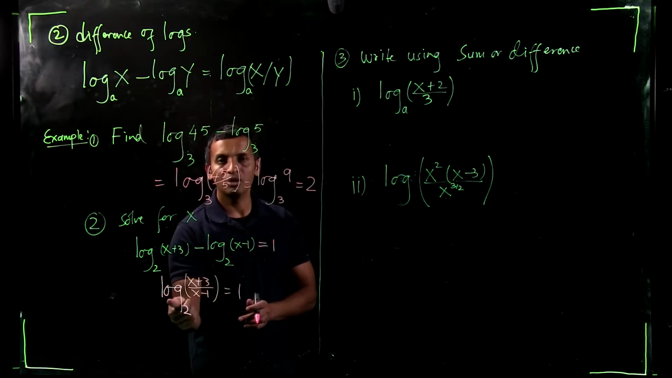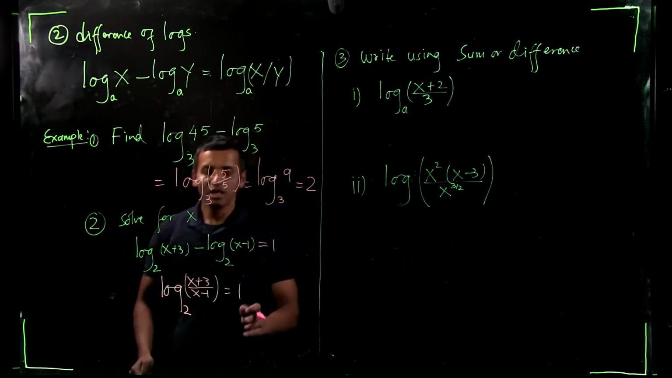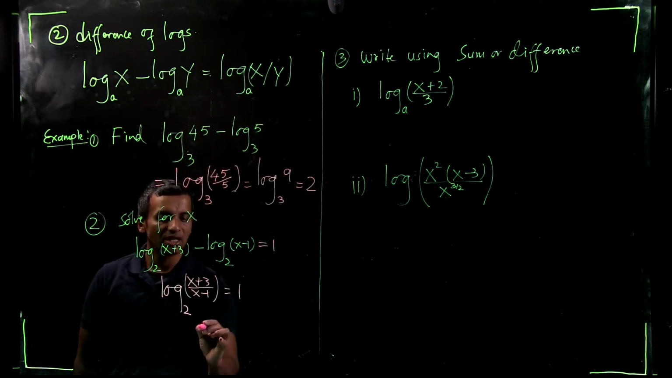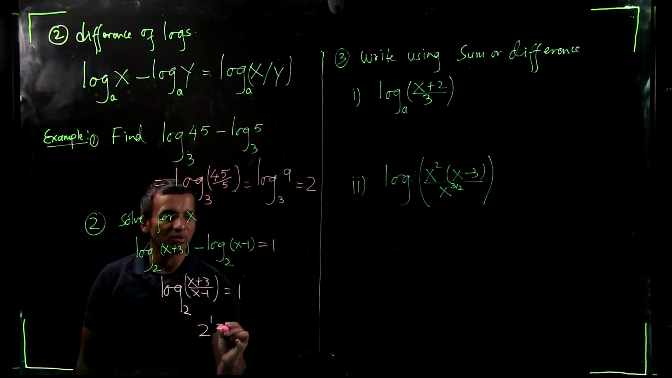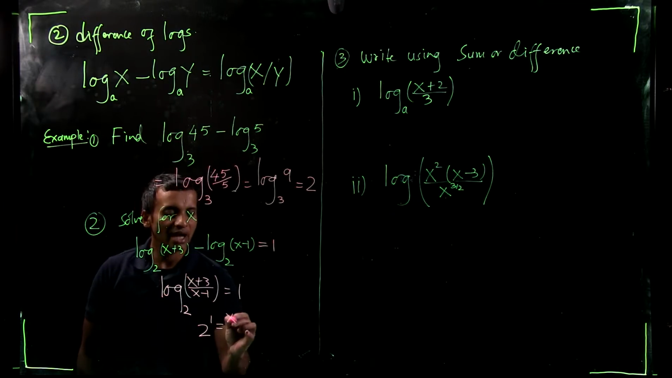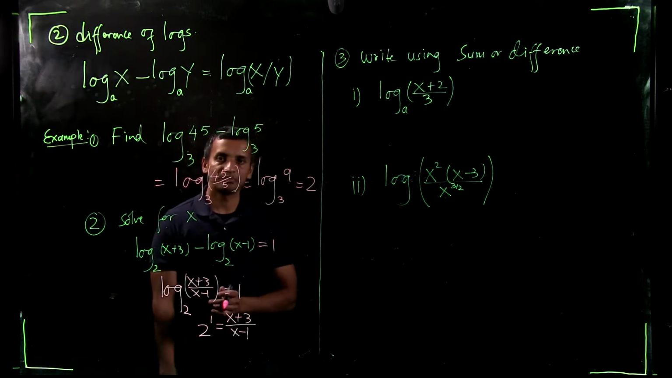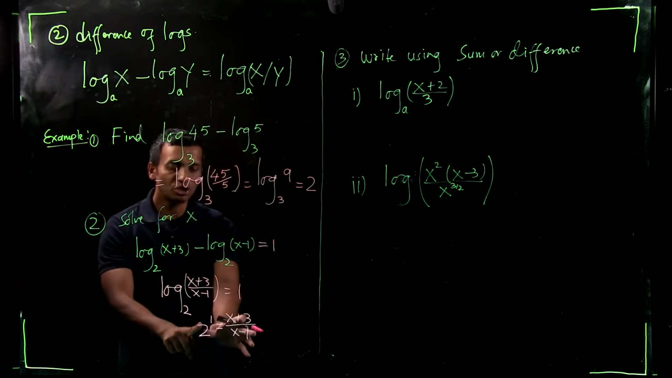You want to get rid of the log, you want to write it without log. How do you do that? You move the base to the other side, so it is 2 to the 1 equals what? x plus 3 over x minus 1. That's what you get. Make sense? Next one, how do you solve this?